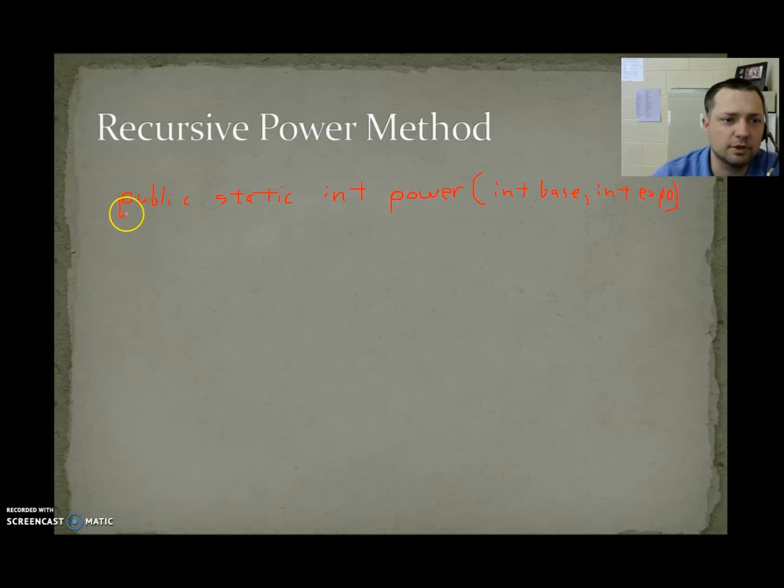So the first thing we're going to cover is the easiest form of the problem. The easiest form of the problem would be if the expo is 0. If you take anything to power 0, you get 1. So return 1.